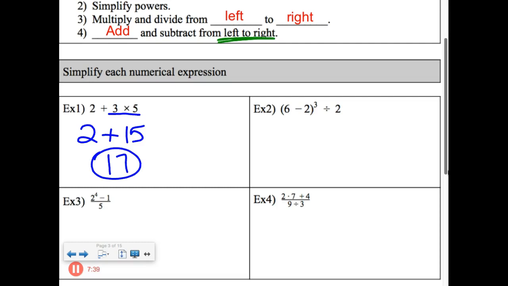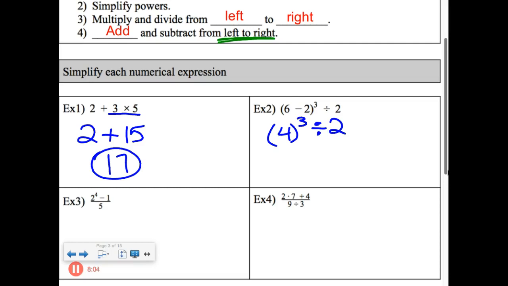Okay? So this next one, if I'm reading this left to right, I see I have a parenthesis, so I know I need to do that first. So inside that parentheses, we have 6 minus 2, which we know is 4. Now notice I'm going to keep this in the parentheses because we have this exponent on the outside, and I'm going to leave that there.